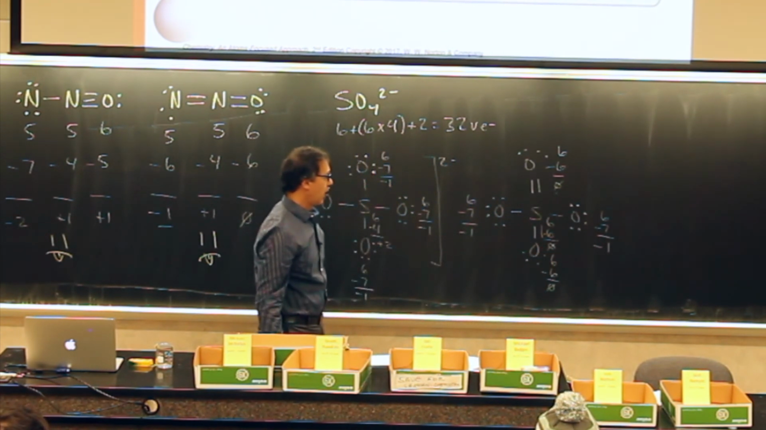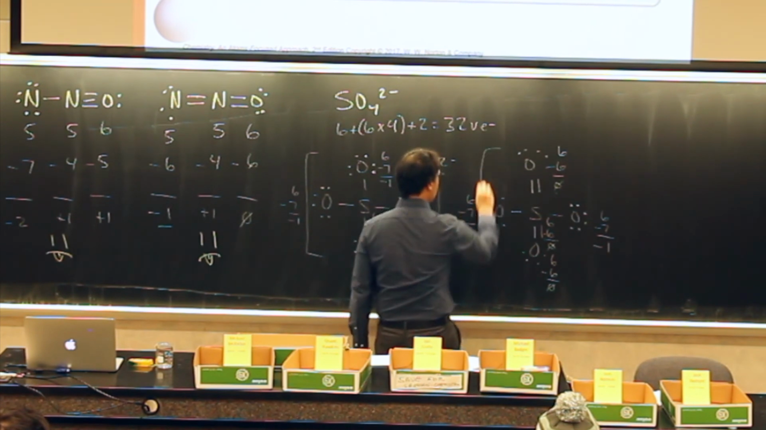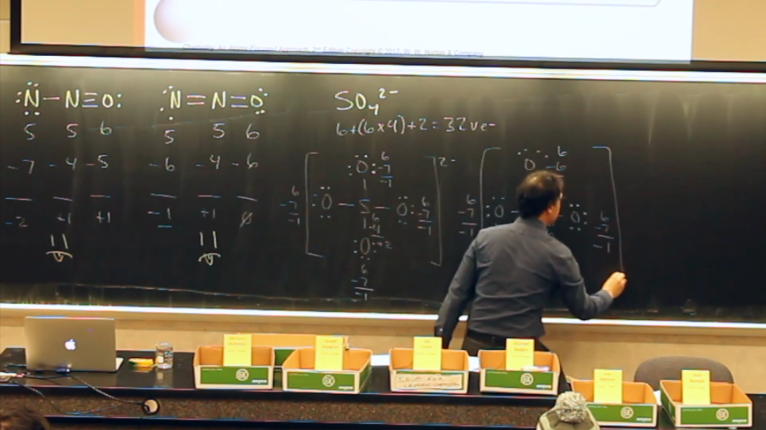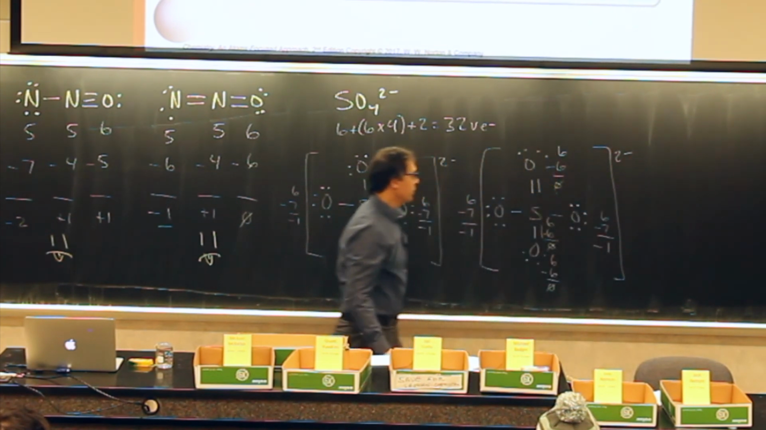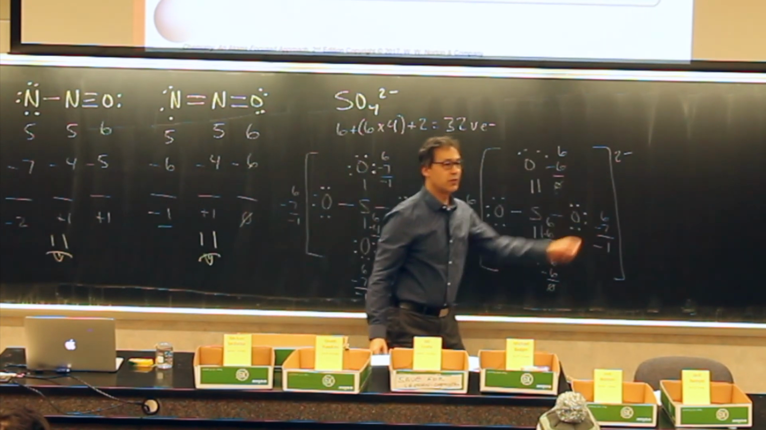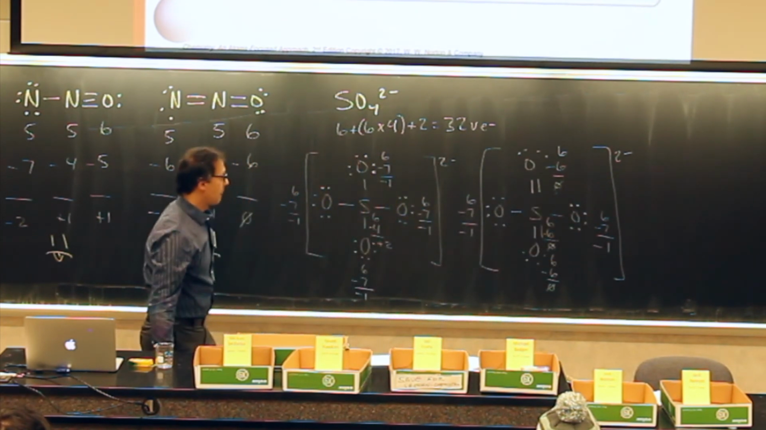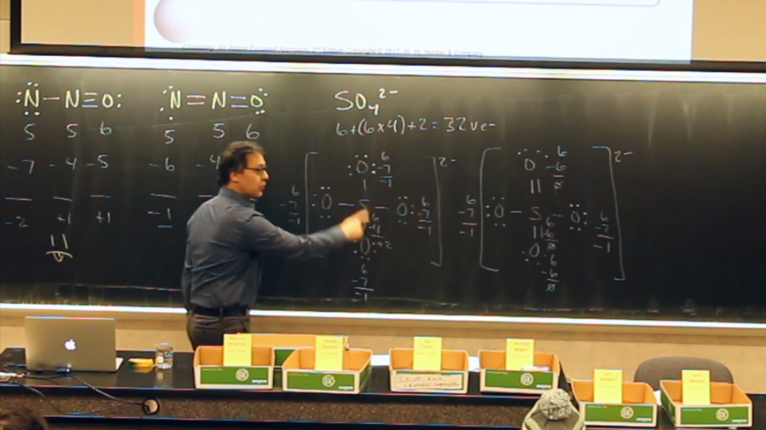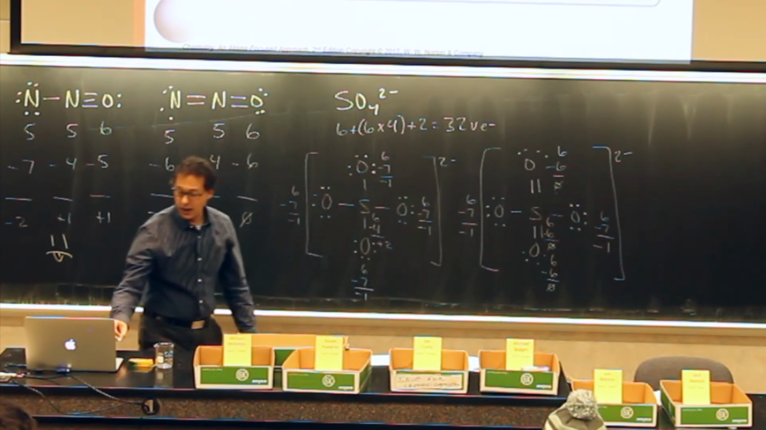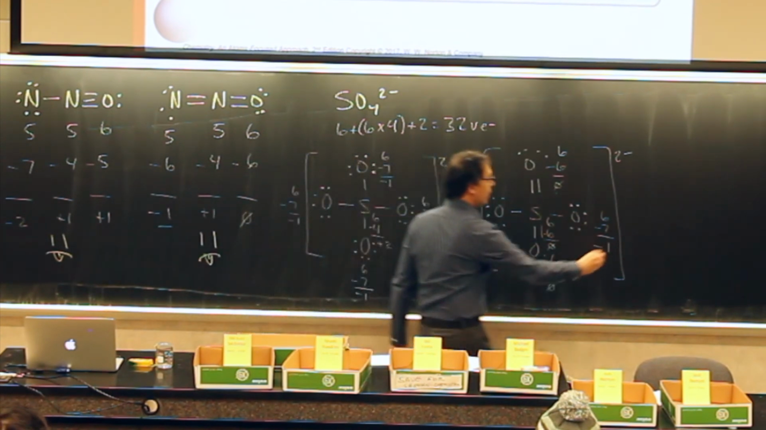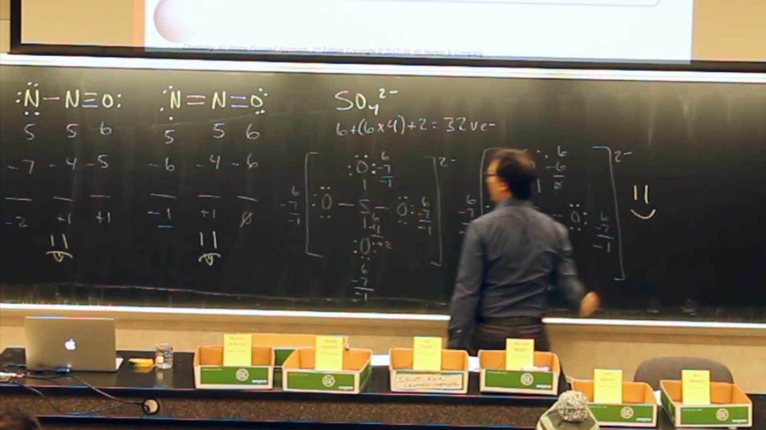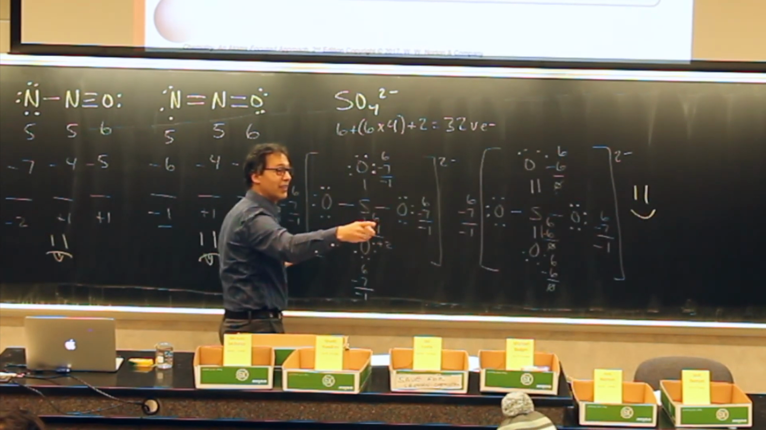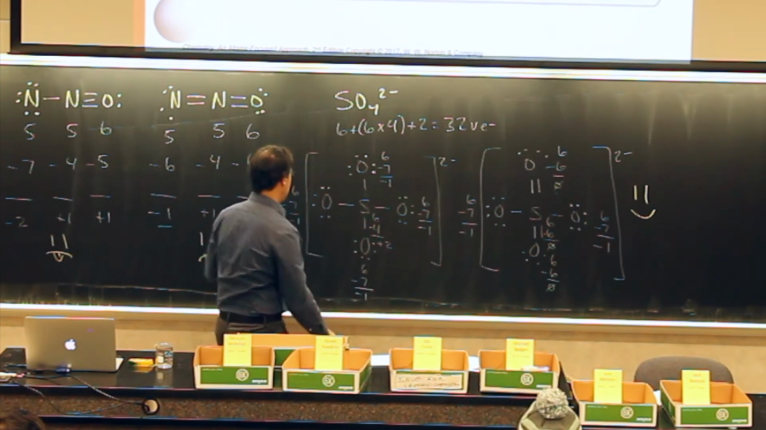Huh. And then if I go like this, do all of those formal charges add up to a minus 2? Yes, they do. And are these formal charges closer to 0 than this one? Yes, they are. So this one is good. This one is bad.